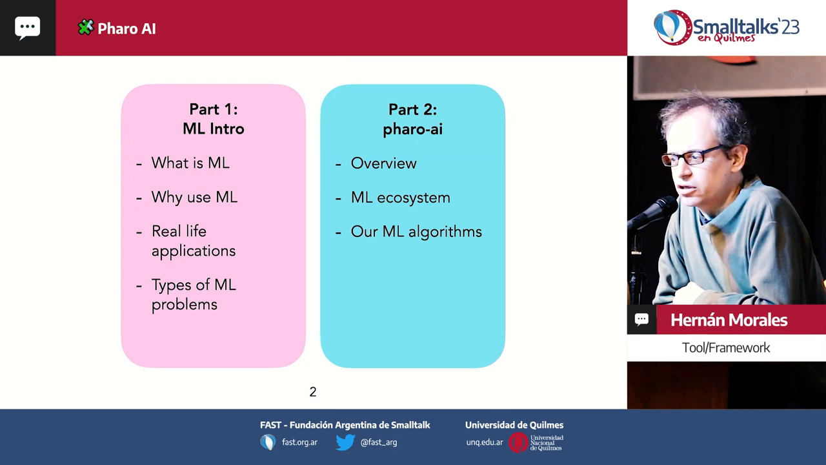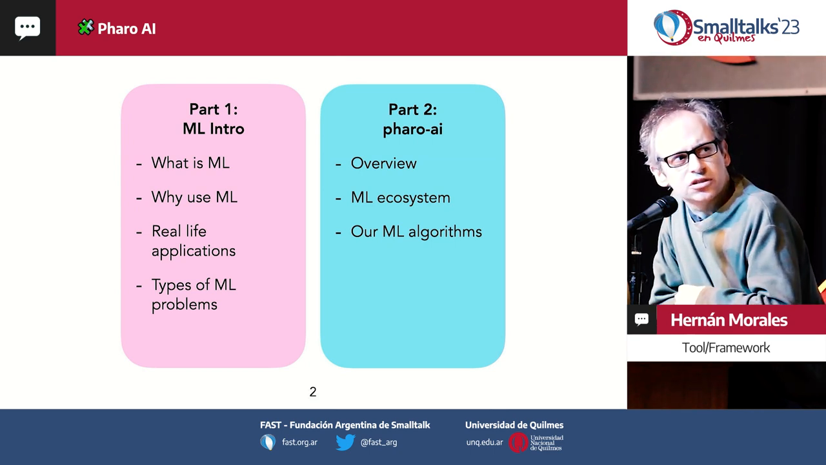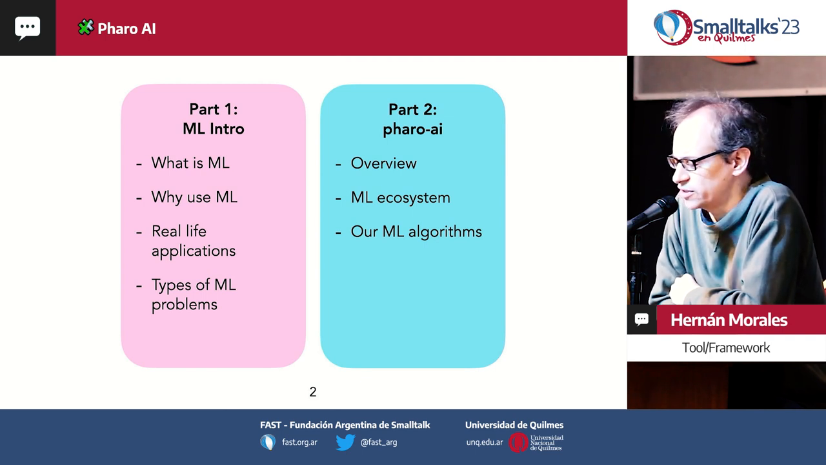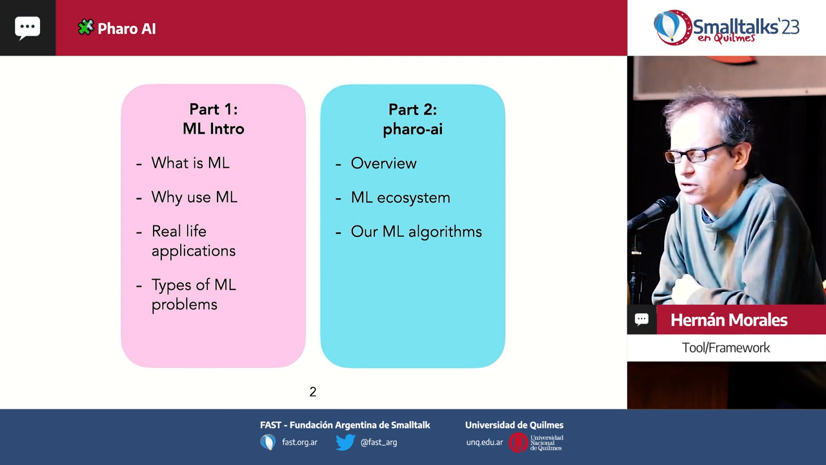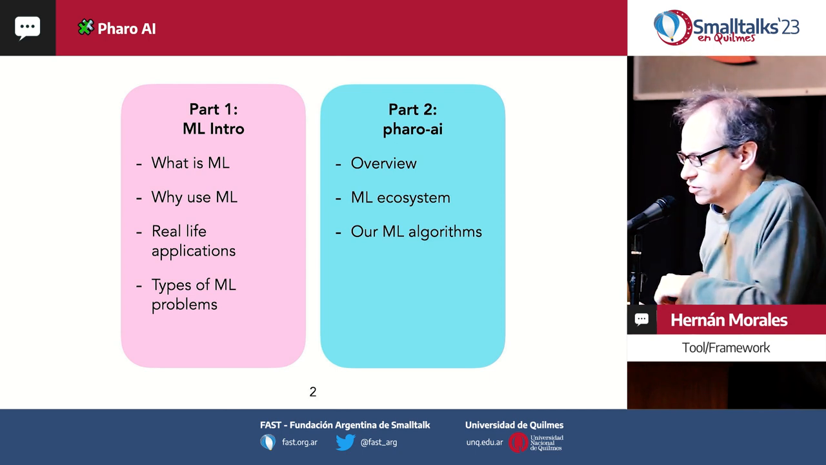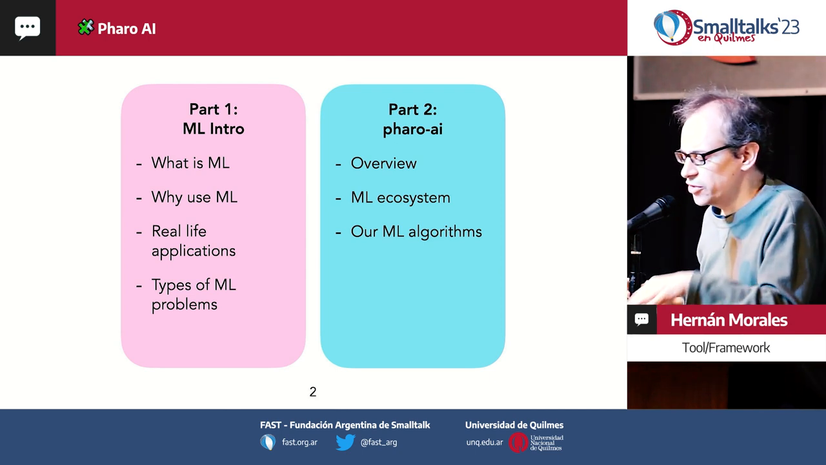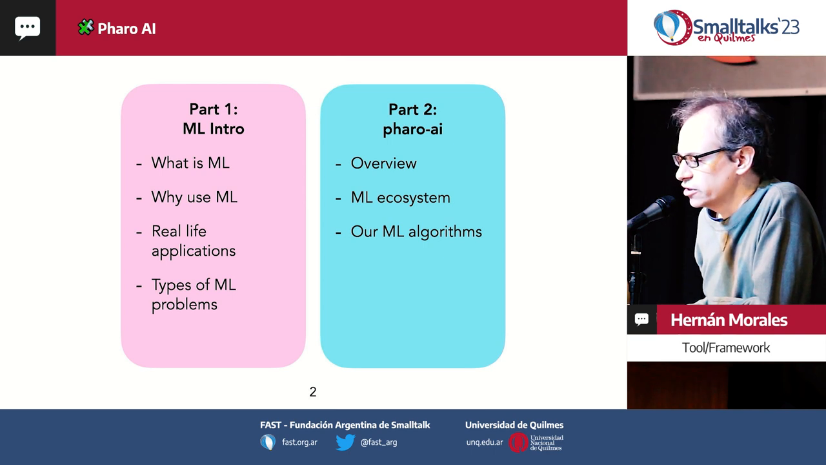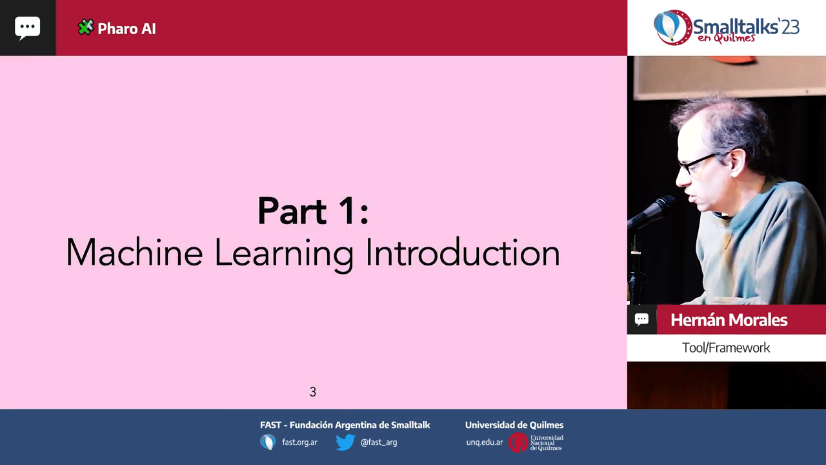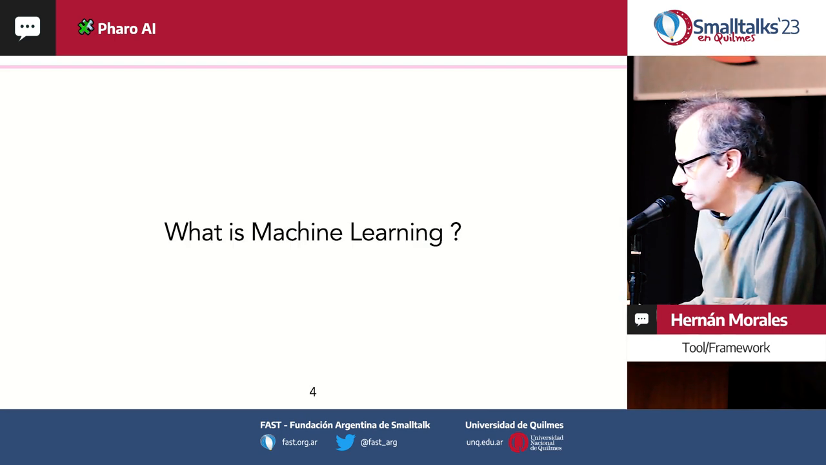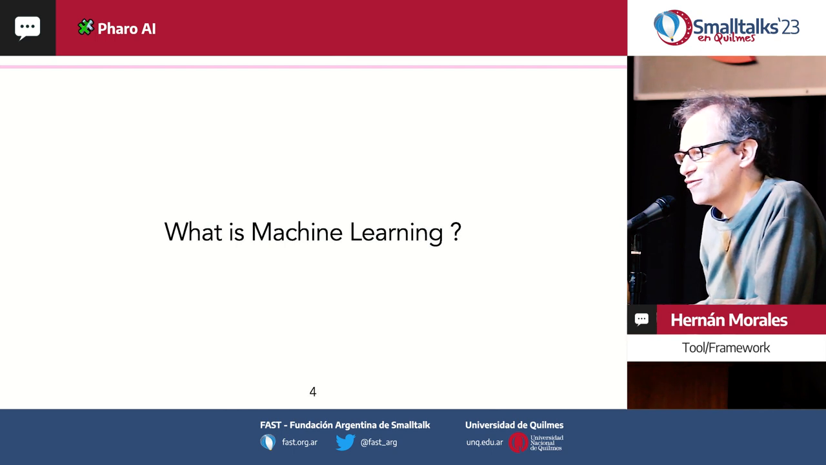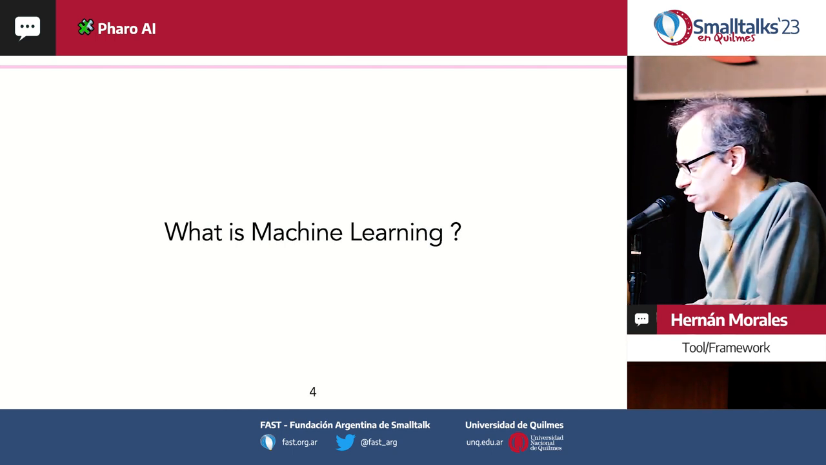Okay, so I want to organize the talk in two parts. First, a machine learning introduction: what is machine learning, some of its uses, and the type of problems that it solves. And then an update of what we currently have in the Pharo ecosystem. So for the introduction, what is machine learning? There is a big momentum for machine learning, so I think everyone knows.